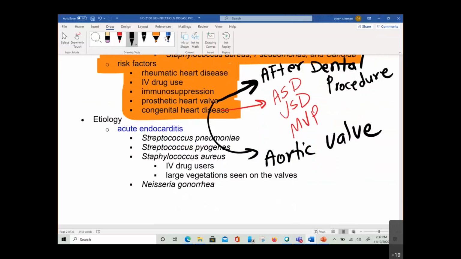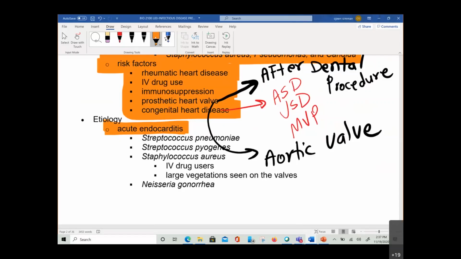Thank you. Yep. So acute endocarditis. Acute endocarditis is very short. It happens suddenly, and once it happens, it progresses very fast unless you jump on it right away. Okay, so that's acute endocarditis.